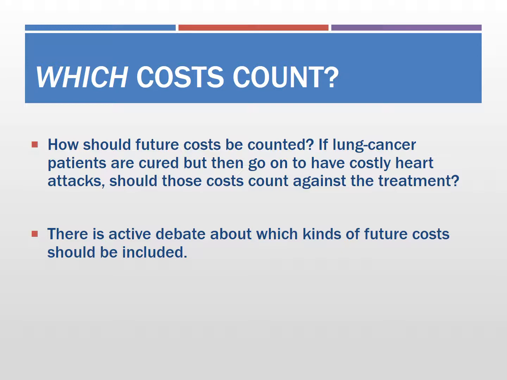And so which costs should count depends on how the future costs should be counted. Think about if lung cancer patients are cured, but then go on to have a costly heart attack, and those heart attacks cost additional health expenditures to the public health system. So those costs, from a social planner perspective, should count towards the total cost of the treatments.